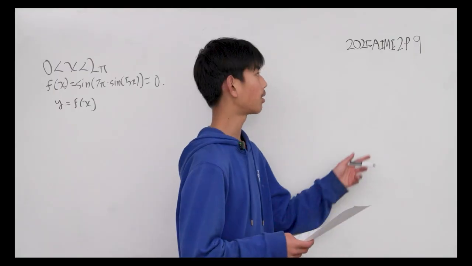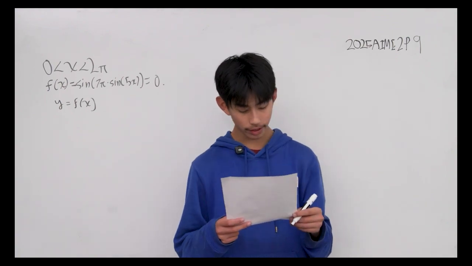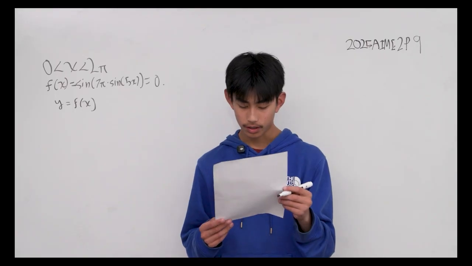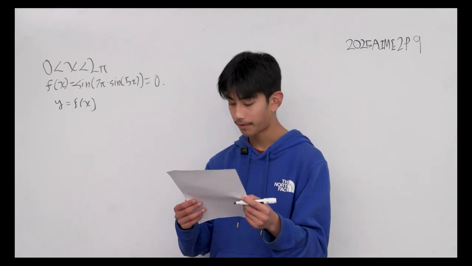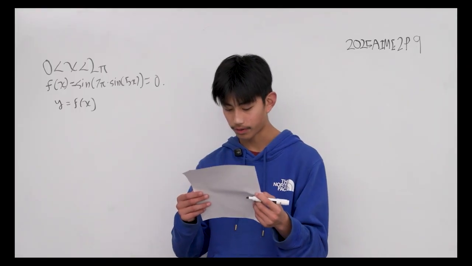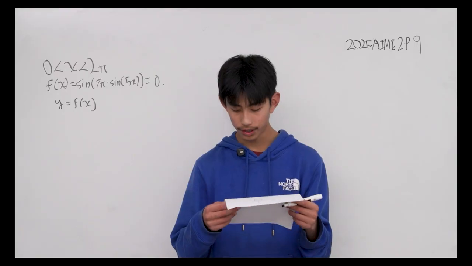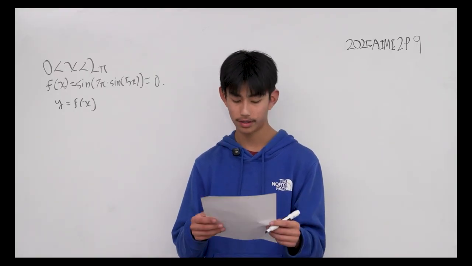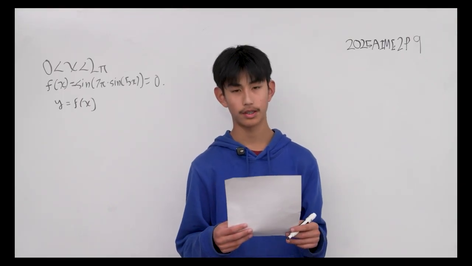We're solving problem 9 from the 2025 AIME 2. There are n values of x in the interval 0 is less than x is less than 2 pi, where f of x equals sine of 7 pi times sine 5x equals 0. For t of these n values of x, the graph of y equals f of x is tangent to the x-axis. Find n plus t.